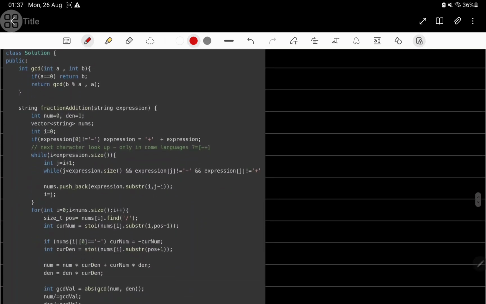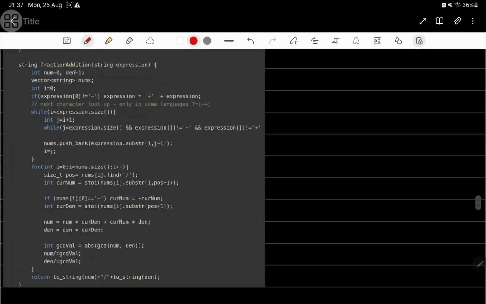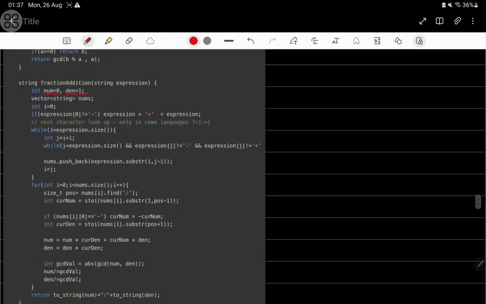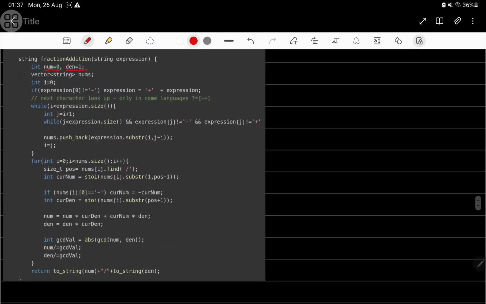Coming to the code, we just make a numerator, a denominator. This is our helper GCD function. Now we just maintain this numerator and denominator. For each of the values we need what? So suppose it is plus 1 by 2 plus 1 by 2 plus 3 by 7 plus 4 by 3 plus something like 3 by 9 or 5 by 9 is present.